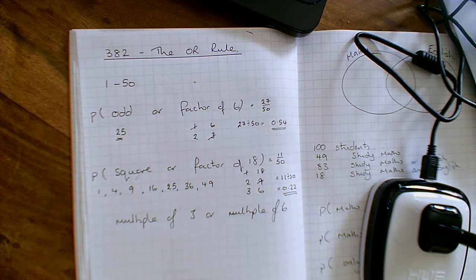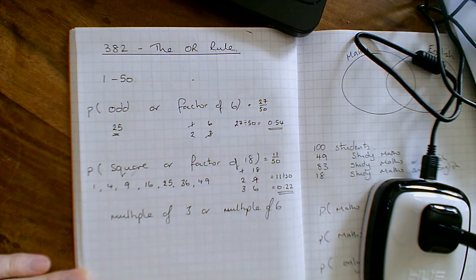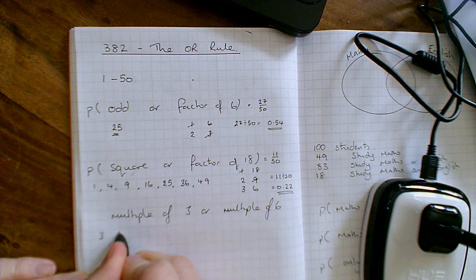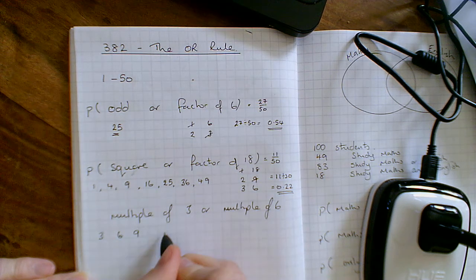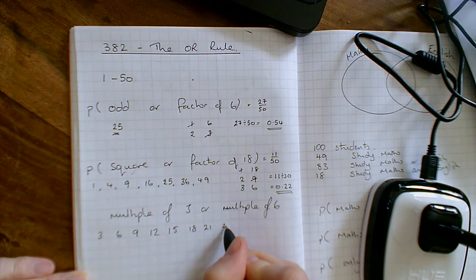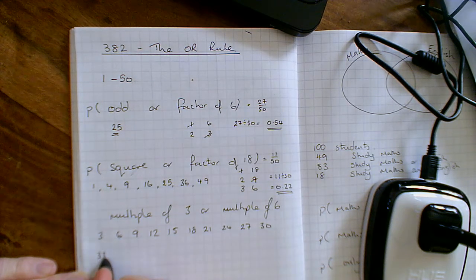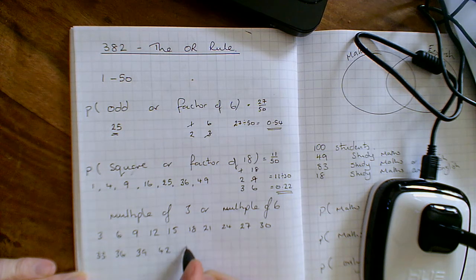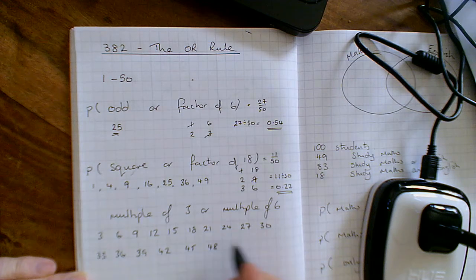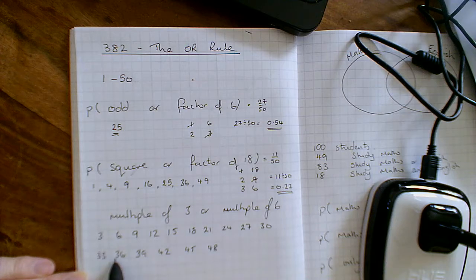Okay. The next question, multiple of 3 or multiple of 6. Now, think about multiples of 3. They'll hit all the multiples of 6 as well. So we've got 3, 6, that's a multiple of 6, 9, 12, a multiple of 6, 15, 18, 21, 24, 27 and 30. We've got 33, 36, 39, 42, 45 and 48. They're all the multiples of 3, and the multiples of 6 are 6, 12, 18, 24, 30, 36, 42 and 48. So I've already counted all those.